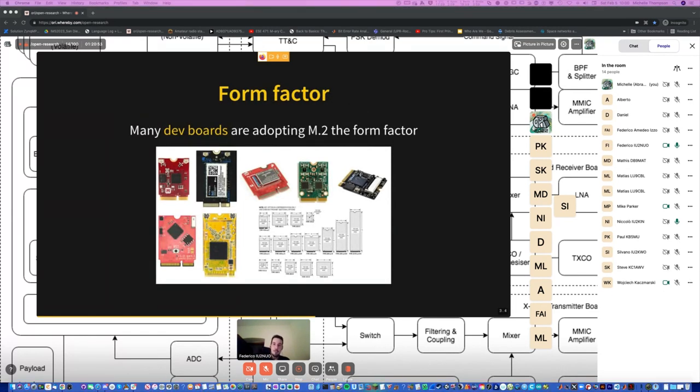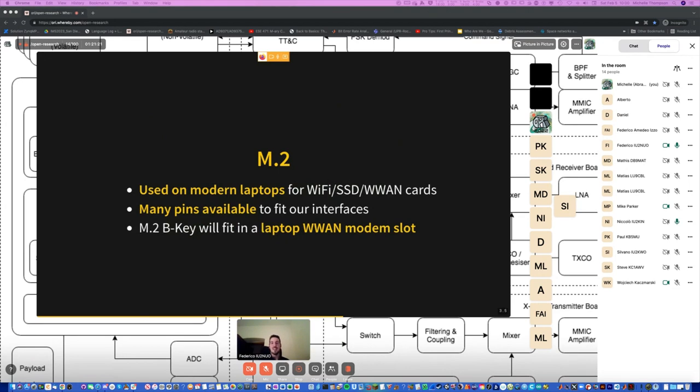Talking about the form factor, we are looking at the M.2 form factor because it's really widely adopted among development boards. There are really a lot of boards for developers and makers that use this form factor, and they are right in some sense, because it has a lot of advantages. First of all, right now it is the dominant standard for interconnection inside laptops. Almost everything that plugs inside your laptop, like a Wi-Fi card, SSD storage, or LTE modem, uses a variant of the M.2 standard. Also, it gives you a lot of pins, right?